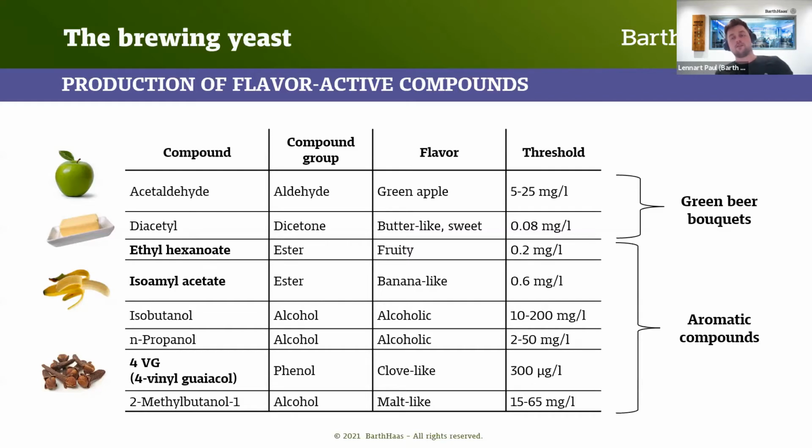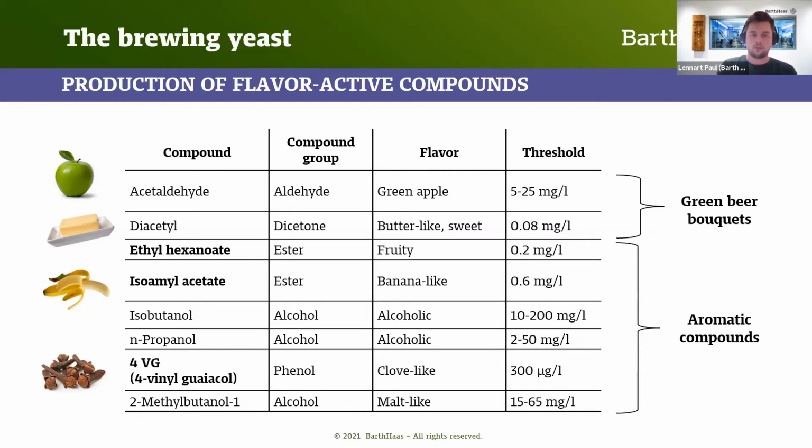On the other hand, you have the aromatic compounds produced by the yeast, like isoamyl acetate, which is pretty well known in German wheat beer production. And 4VG is more the phenolic style, which I would say is more typical for the American wheat beer style.